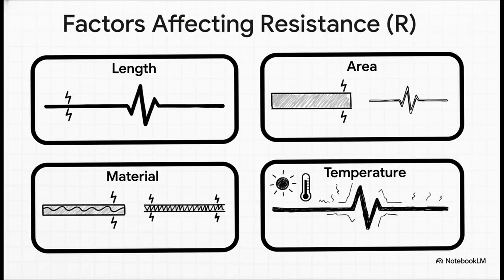So what actually creates this resistance? Well, it boils down to four main things. First, the length. A longer wire just means a longer hallway with more people to bump into, so more resistance. Second, the area. A thicker wire is like a wider hallway, much easier to get through, so there's less resistance. Then, of course, there's the material itself, and also the temperature.